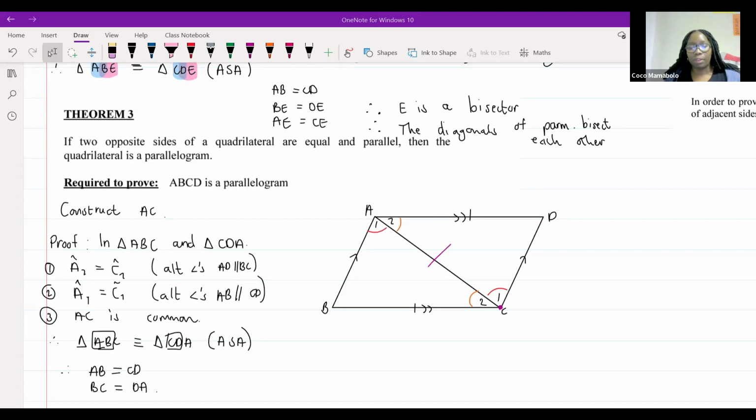Okay. So if we can prove that these two sides are equal and those two sides are equal, that automatically means that they are parallel. Okay, therefore, side AB is parallel to CD. That's where I was going with that.